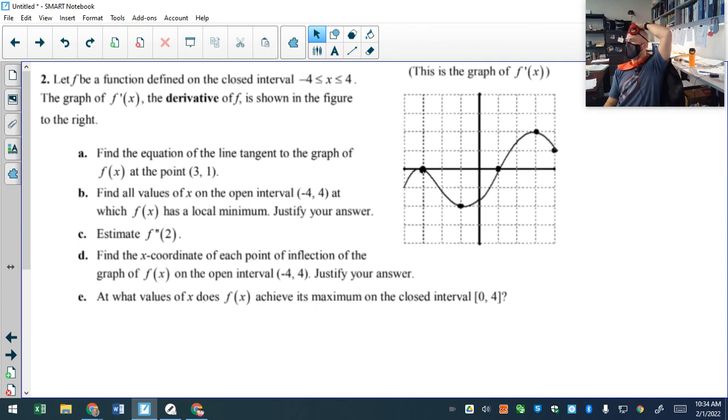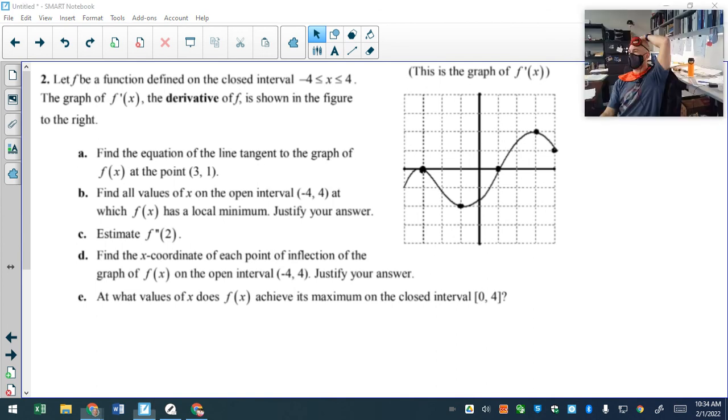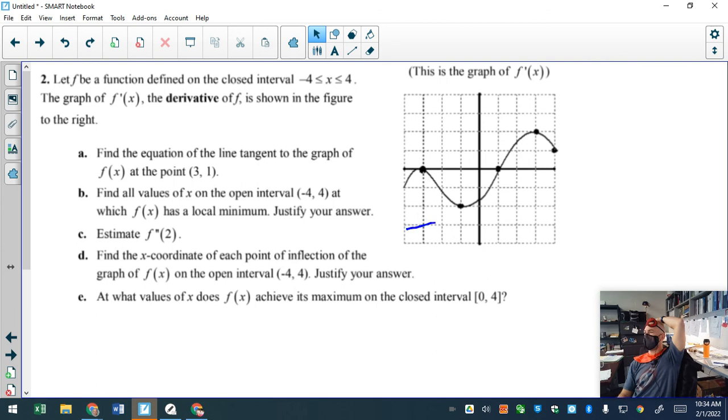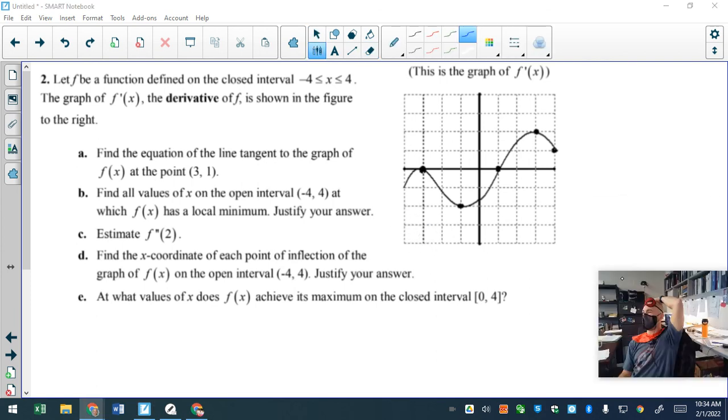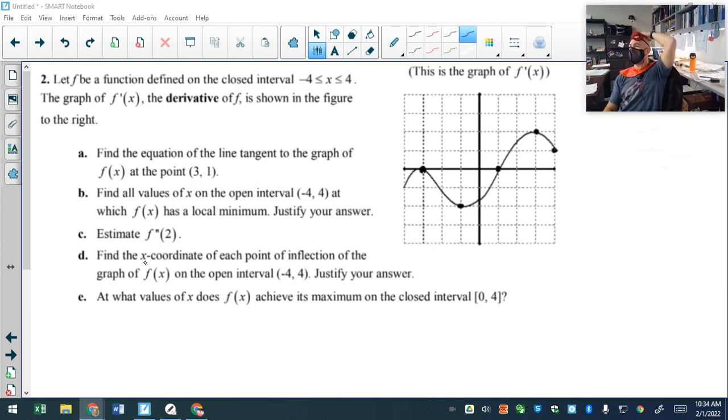Number A should be nice. Pay attention to what you're looking at. This is the graph of f prime, the derivative of f, shown in the figure to the right. And again, it's labeled f prime up here. So make sure you pay very close attention to what you are actually looking at. A. Very, very common question.